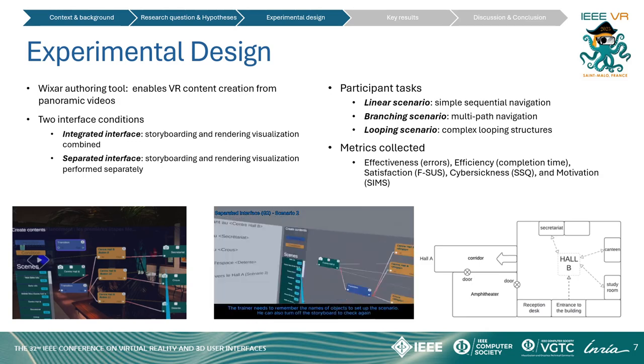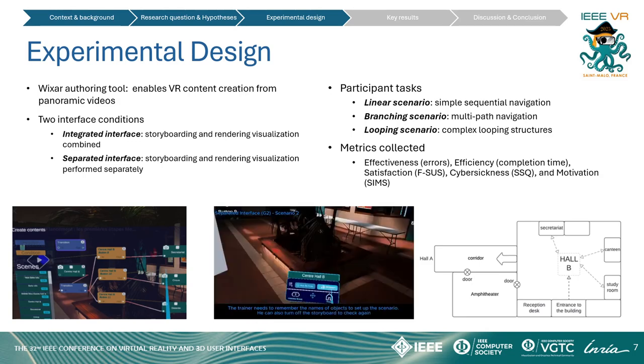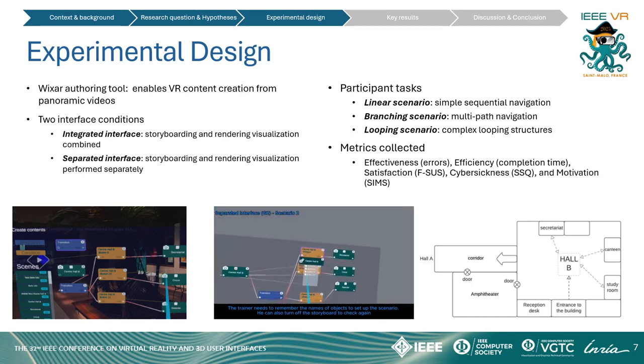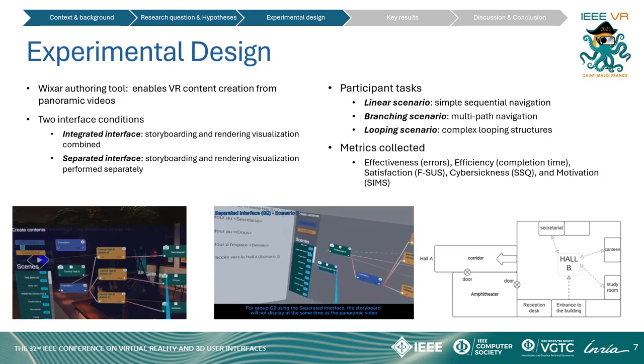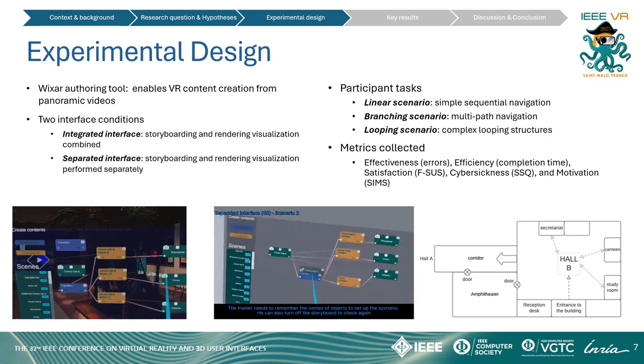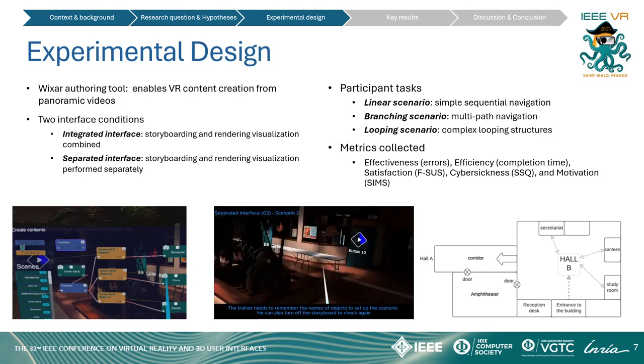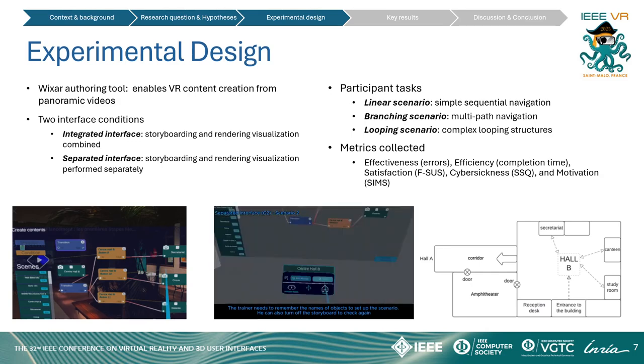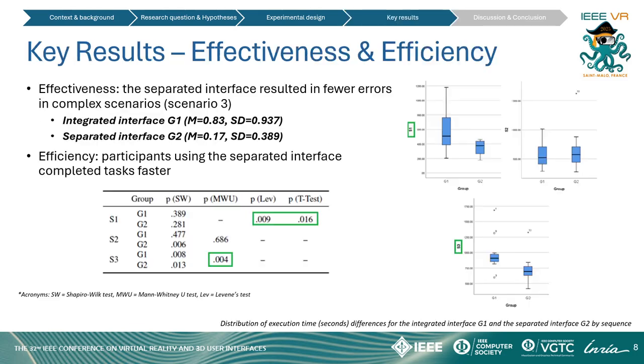The participants completed three tasks of increasing complexity: linear, branching, and looping scenarios. And we evaluated five key metrics: effectiveness, efficiency, satisfaction, cybersickness, and motivation. Let's look at the results.